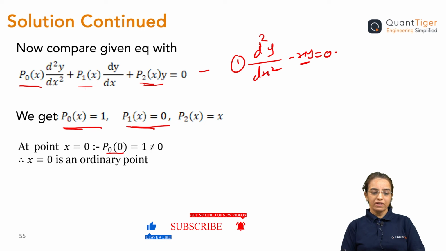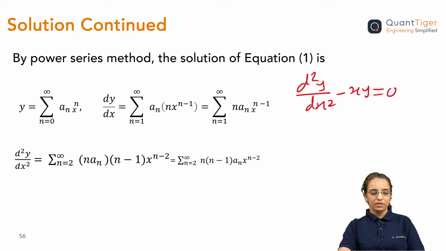If I keep the x value as 0, it is not going to change anyway, I will get 1 only. So if I am getting a value other than 0, then it becomes an ordinary point. Since I am getting the p0(0) value as 1, it is an ordinary point. So we will go ahead with the series solution here.